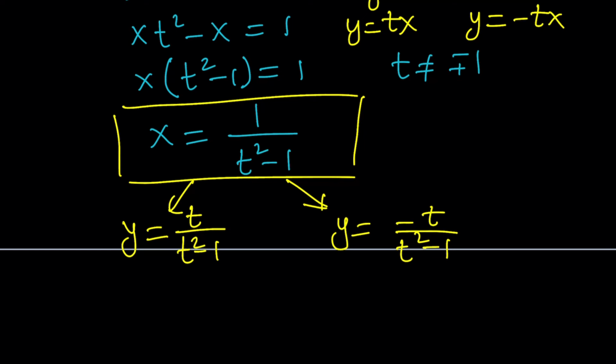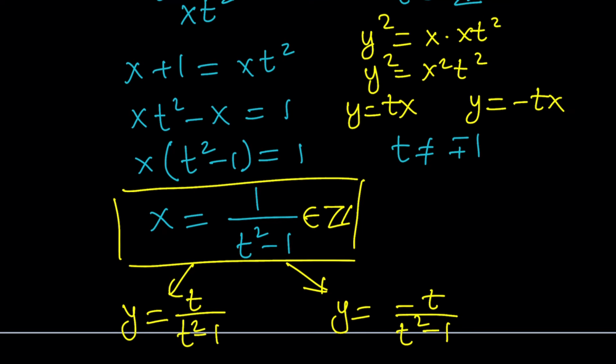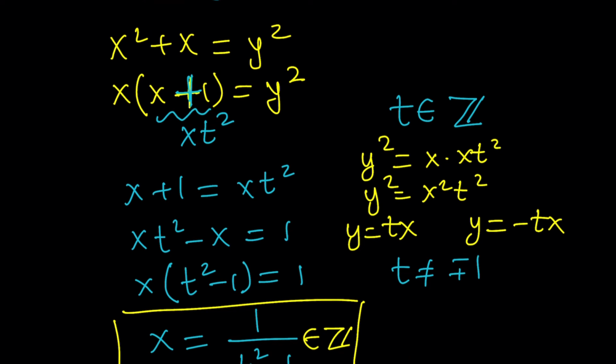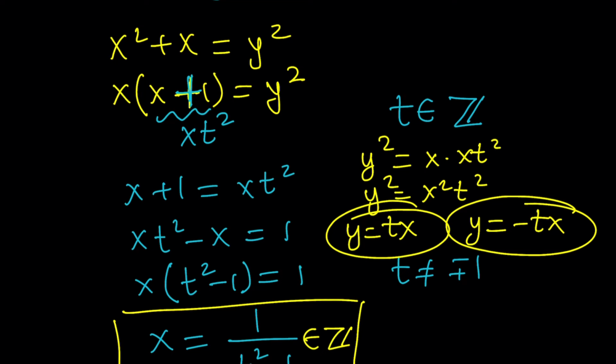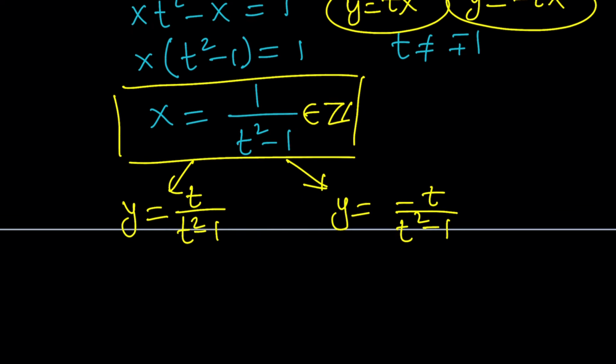Again, these give us the solutions. But which t value is going to work? Remember, we had set y equal to 0. Now, if you look at this very carefully, 1 over t squared minus 1 must be an integer because x is an integer. In order for this to be an integer, t squared minus 1 needs to divide 1. But t also needs to be an integer because y is equal to tx or negative tx. Can t be the square root of 2? Then t squared minus 1 would be an integer, but that's not going to work because then y will not be an integer. So we do need t to be an integer as well. And the only integer for which 1 over t squared minus 1 is an integer is t equals 0. So for t equals 0, we get the same values as before. That's pretty much the first method.